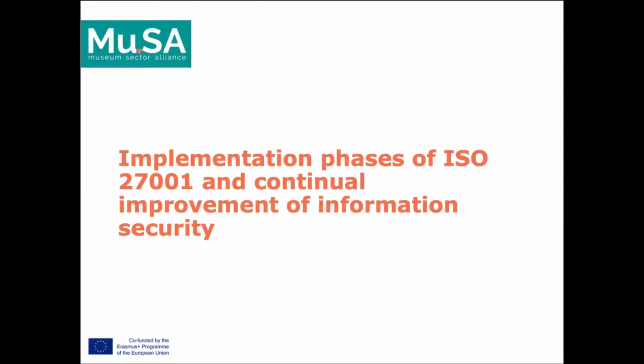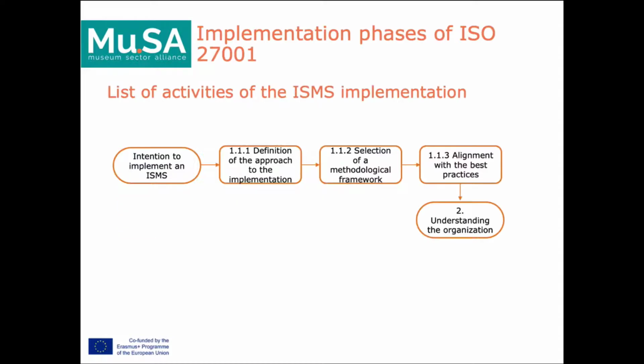And now, let's go through the implementation phases of ISO 27001 and continual improvement of information security. The list of activities included in a proposed methodology with the corresponding input and output. The input is the intention of the organization to implement an ISMS.